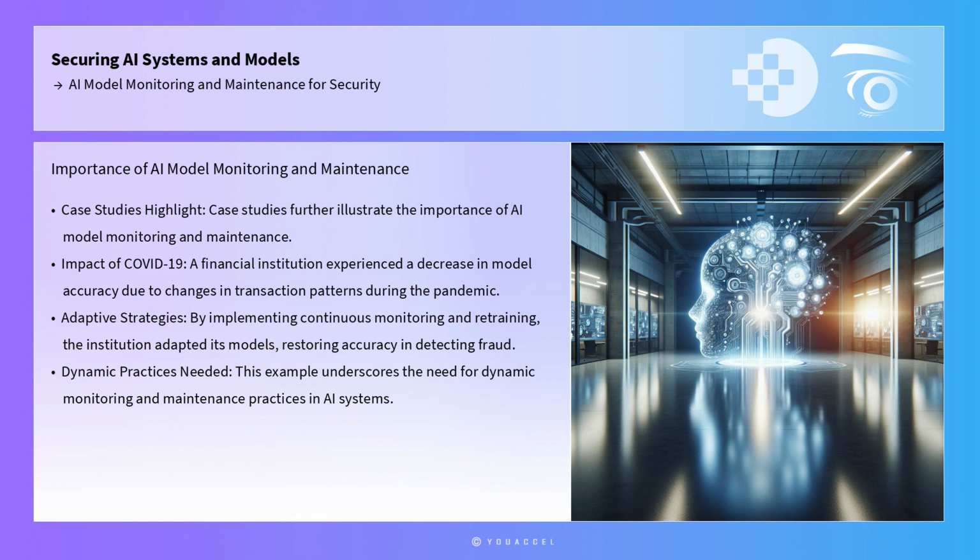Case studies further illustrate the importance of AI model monitoring and maintenance. For instance, a financial institution using AI for fraud detection experienced a significant decrease in model accuracy due to changes in transaction patterns during the COVID-19 pandemic. By implementing continuous monitoring and retraining strategies, the institution was able to adapt its models to the new data patterns, restoring their accuracy and effectiveness in detecting fraudulent activities. This example underscores the need for dynamic monitoring and maintenance practices in AI systems.